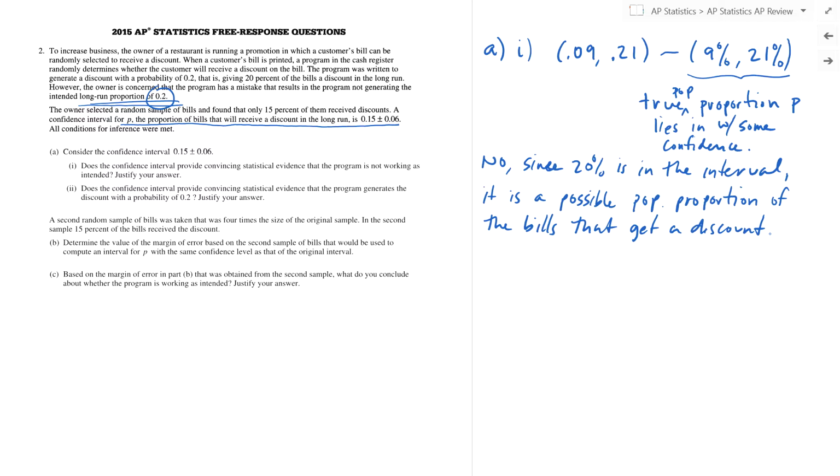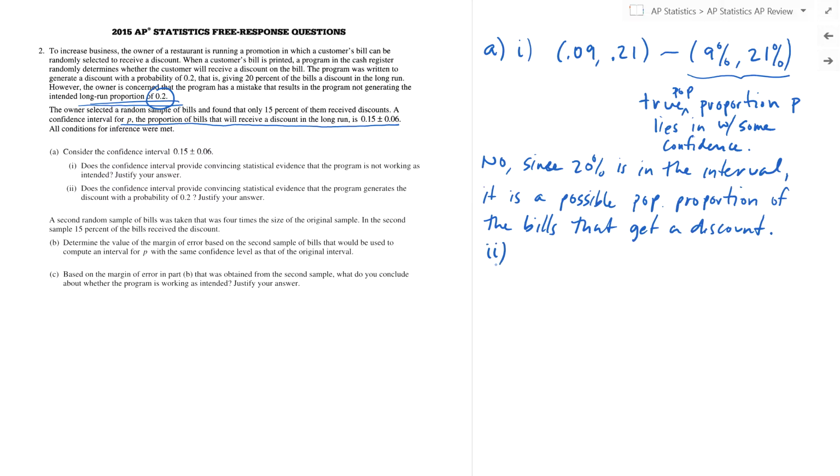Thus, it's not evidence, right? Does that make sense? That's really all that you need to say. Since it's in the interval, it could be the actual proportion of bills that get a discount. Okay, so there's part I.